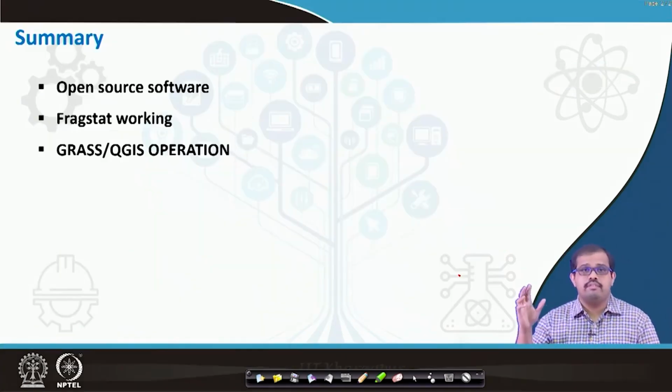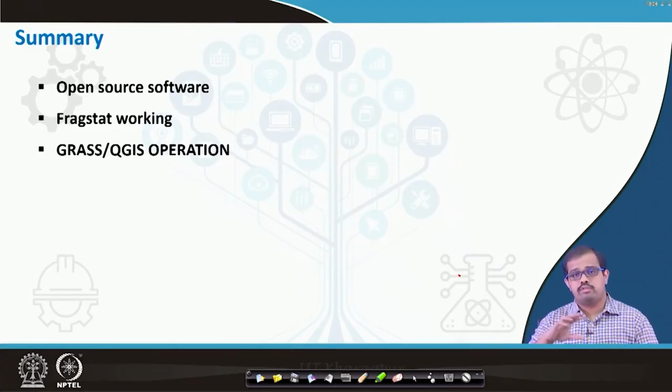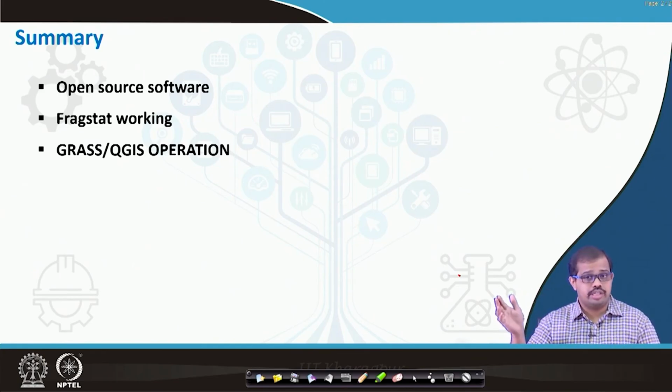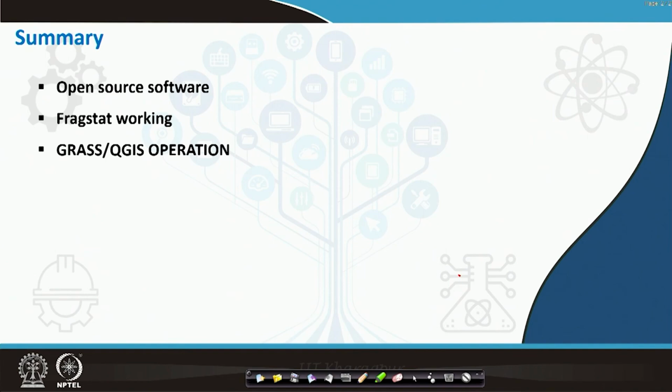So in summary, we looked at different open source software. We started with OSM as a library, then we looked at GDAL and OGR and how effectively they can handle data. Then we looked at software such as GRASS and QGIS operations, and most importantly we looked at FragStats and how it can be used for any research analysis. And finally I gave you an output of how FragStats can be used for different urban analysis.